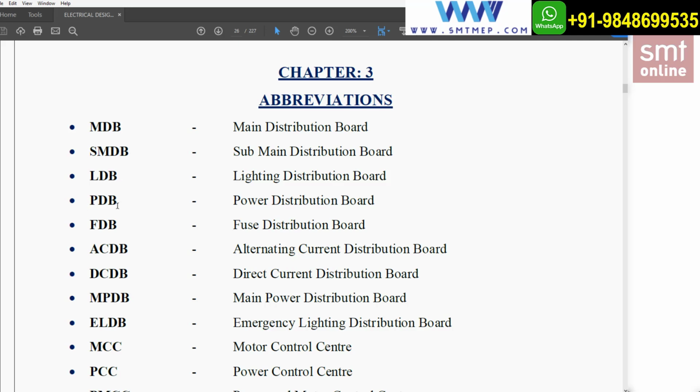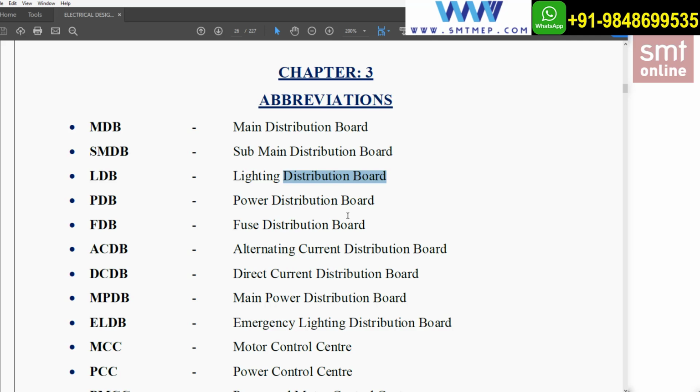Again, we are having LDB, again the PDB. LDB stands for your lighting distribution board. PDB stands for your power distribution board. So what is meant by lighting distribution board? Whatever the loads which are less than 100 watts, we are going to place in this distribution board. What is distribution board first of all? Nothing but it's a box in which we are going to place all the switchgear components like your MCCBs, like your circuit breaker family, like your RCD family, like your isolators, etc.